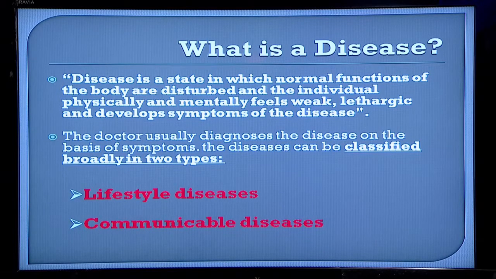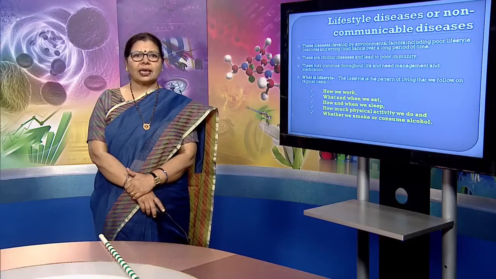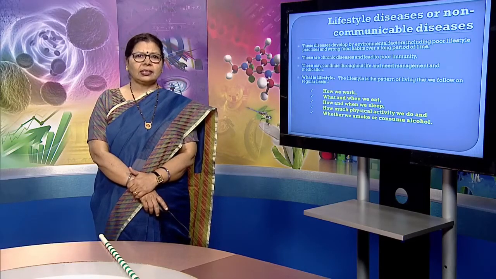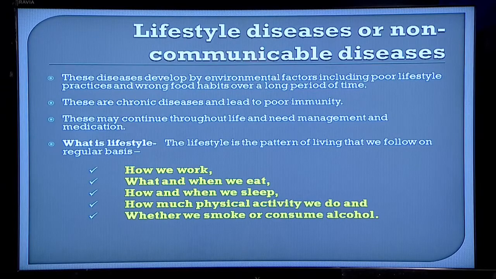But there are broadly two kinds of diseases. One is lifestyle diseases and another is communicable diseases. What are lifestyle diseases? These diseases are developed by environmental factors including lifestyle practices and wrong food habits over a long period of time. This is the main cause of lifestyle diseases. These are chronic diseases and lead to poor immunity. They are conditions throughout life which need management and medication.